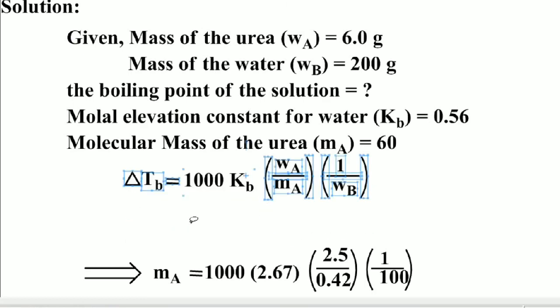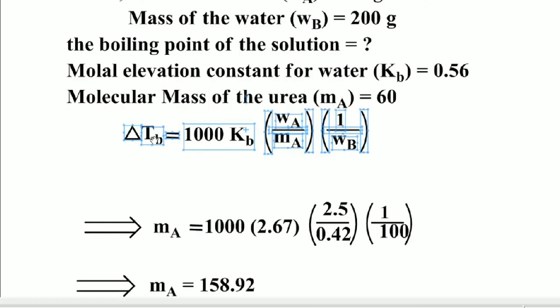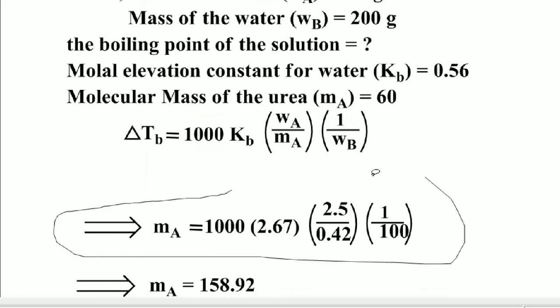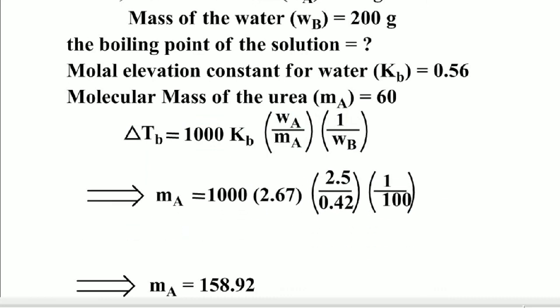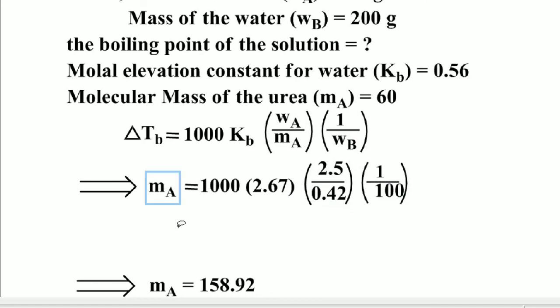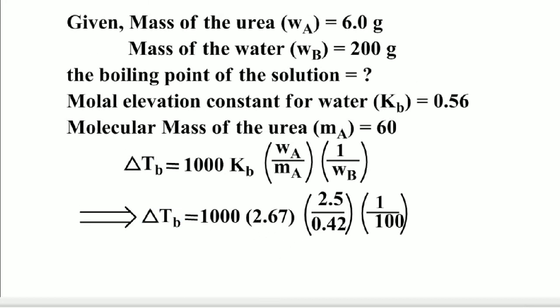Elevation in the boiling point, delta TB, is equal to 1000 into Kb into WA by MA into 1 by WB. So students, you can substitute all the values in the above equation. We get delta TB, the elevation in the boiling point, is equal to 1000 into Kb, which is given as 0.56.